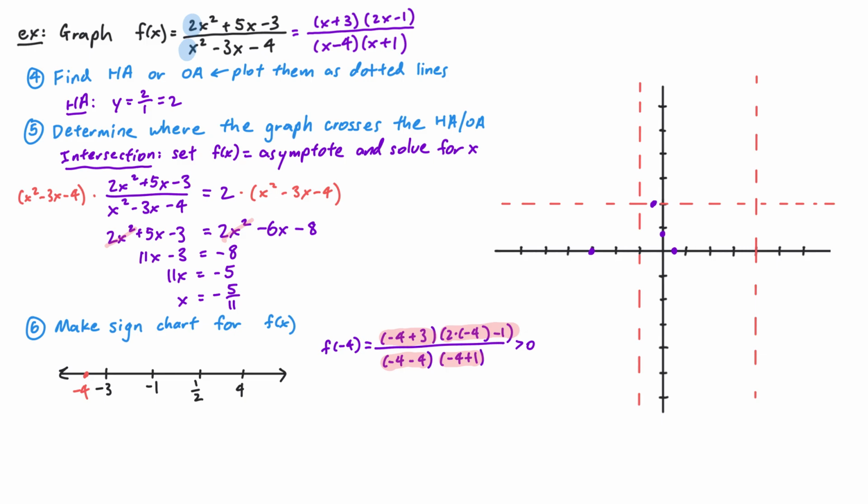So we now know that if we plug in an x value less than -3 into our function, the output is going to be positive. So we're going to draw a plus sign on top of that interval on my sign chart.